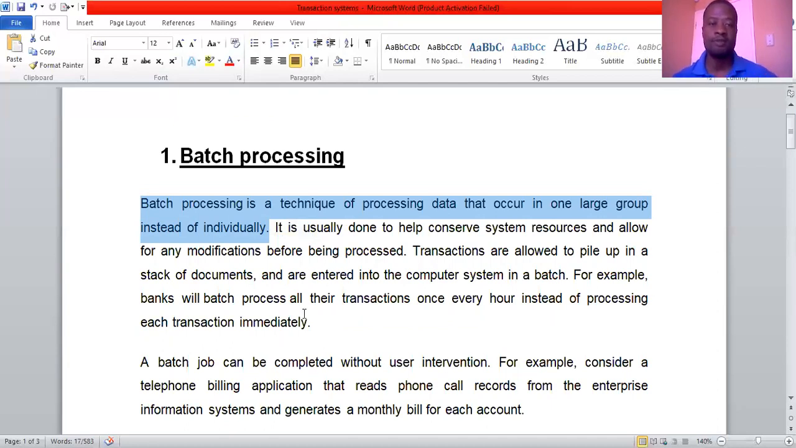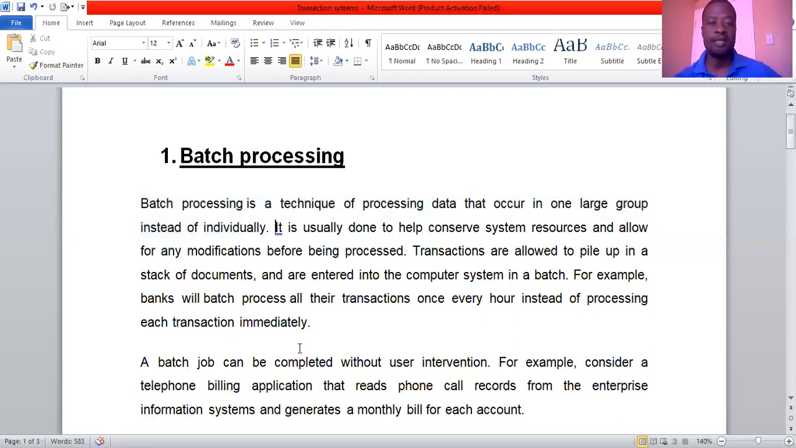This is why we say it's a technique of processing data that occurs in one large group instead of individually. Here you have a large bunch of data, and this data is processed at once, but not individually. So that is the batch processing system.